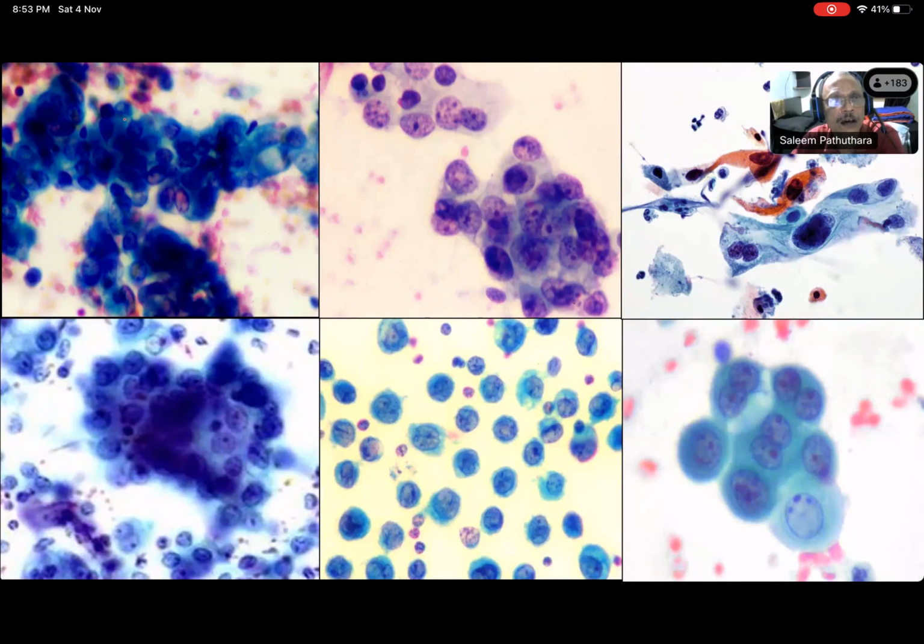Now look at another case where we can see large clusters of malignant cells. Here the hyperchromasia of the nucleus, abnormal nuclear chromatin pattern, high NC ratio, and loss of architecture. Here also we can see a cluster of mesothelial cells arranged in a pseudo-granular pattern. Here we can appreciate a signet ring carcinoma in a fluid.